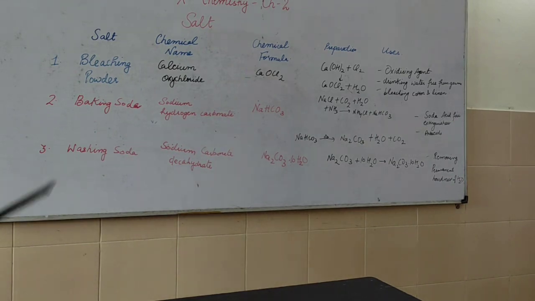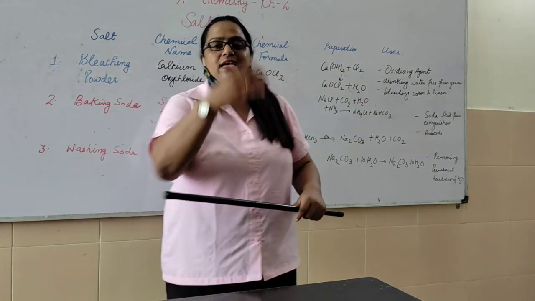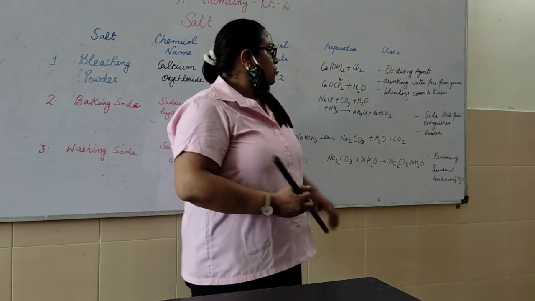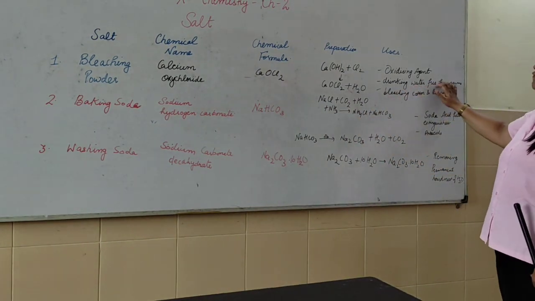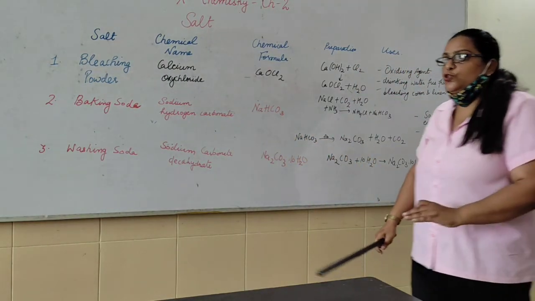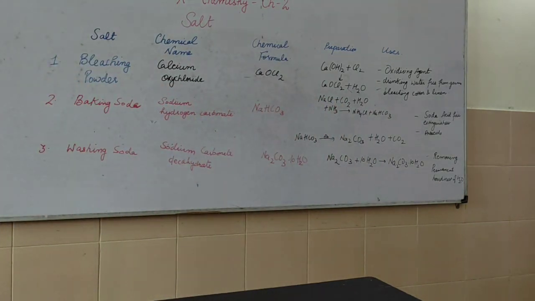Now, what are the uses of bleaching powder? It is a powerful oxidizing agent, which means it supplies oxygen to others. It is also useful in disinfecting drinking water and making it free from germs. As the name says, bleaching: it is used to bleach clothes like cotton and linen in the textile industry. Fine? It is also used to bleach washed clothes in laundry. This is all about your bleaching powder.